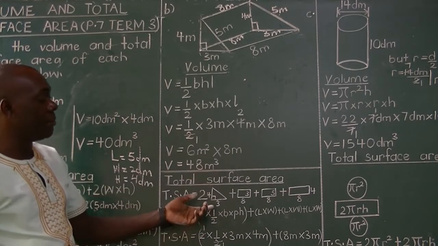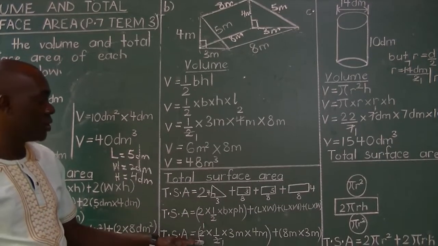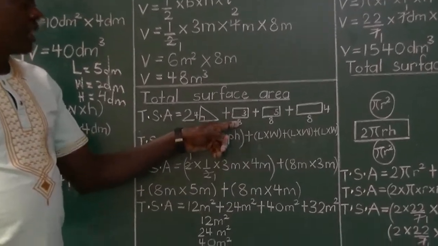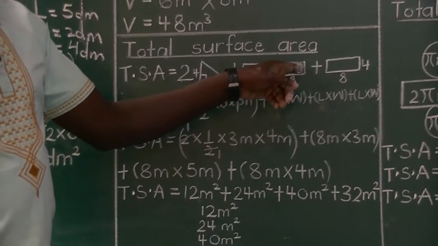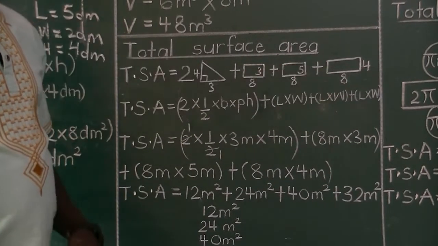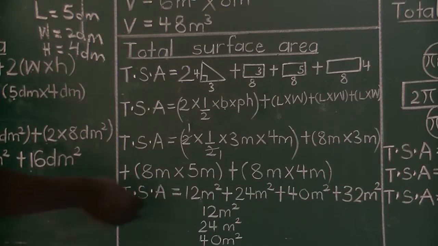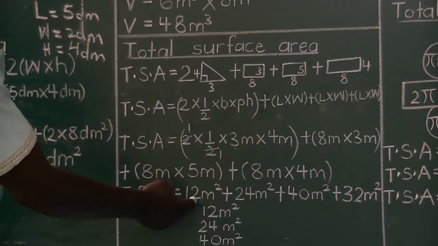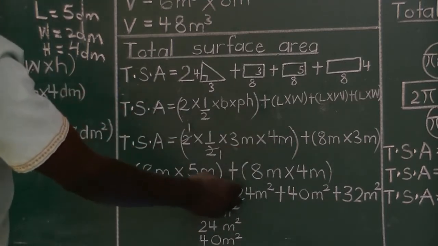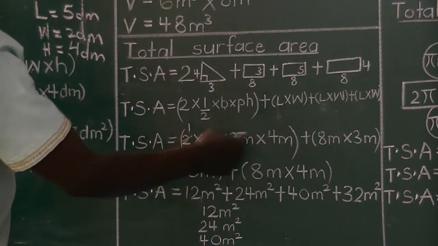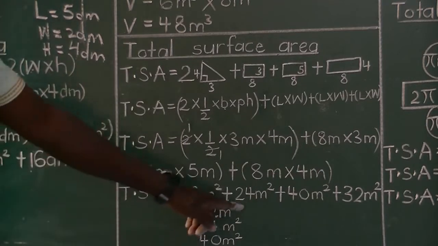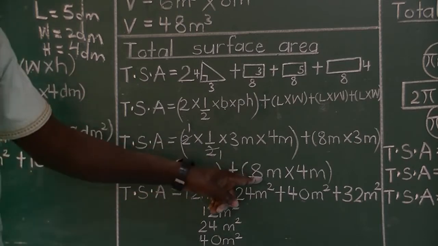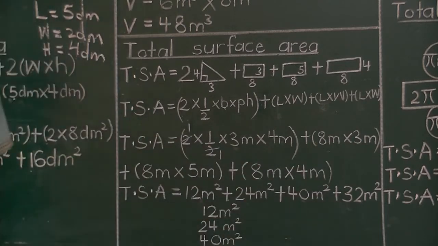Now that you have identified their measures here, you say total surface area equals 2 times a half times 3 meters times 4 meters, then plus 8 meters times 3 meters, plus 8 meters times 5 meters, plus 8 meters times 4 meters. And now we cancel 2 by 2, so I've got 3 meters times 4 meters, which is 12 meters squared. Now we go plus 12 meters squared. After this, 8 meters times 3 meters gives 24 meters squared. Then 8 meters times 5 meters gives 40 meters squared. Then 8 meters times 4 meters, finally we get 32 meters squared.